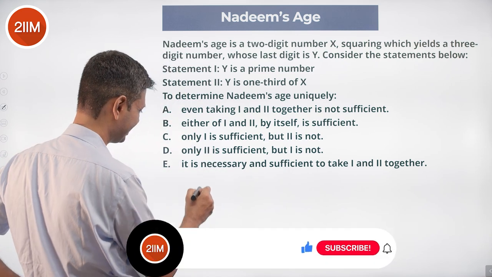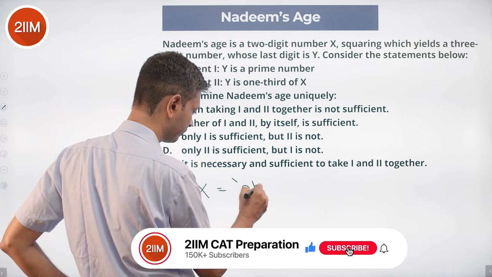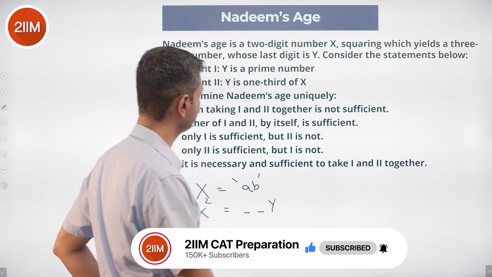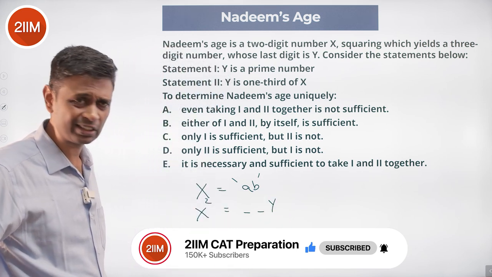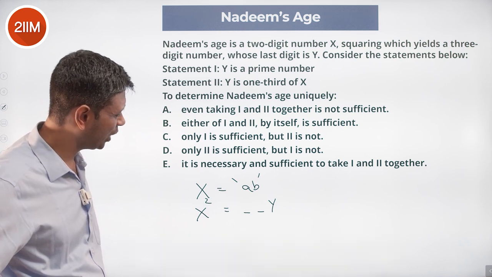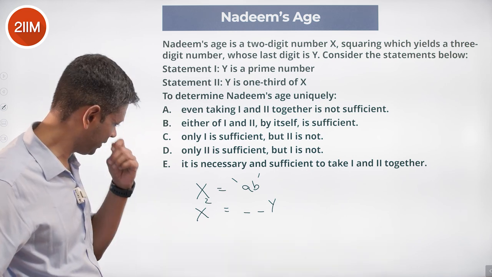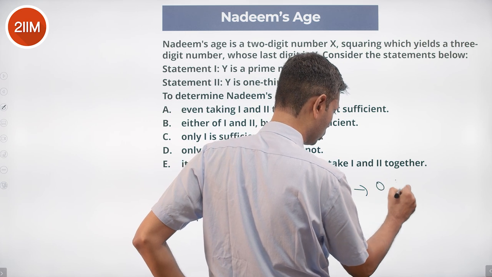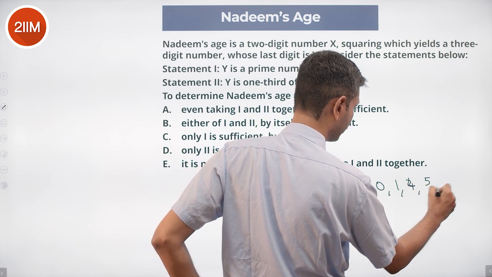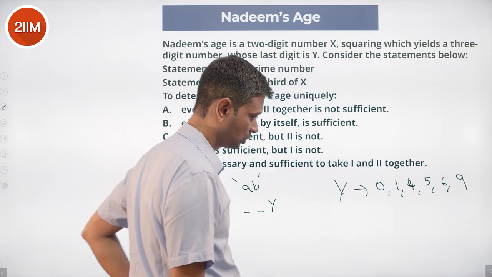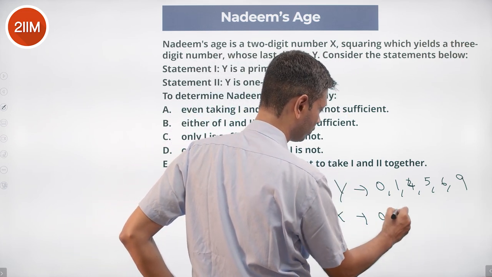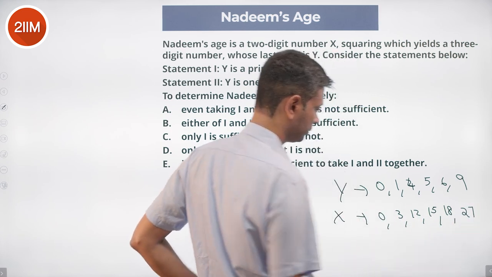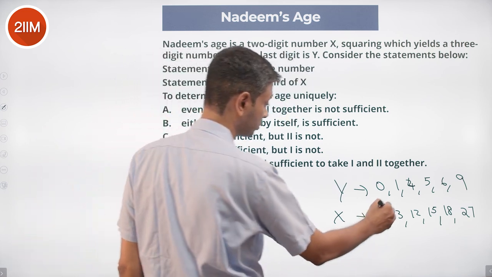Right. Now, X is a 2-digit number AB. X square is a 3-digit number ending in Y. Y is 1/3 of X. Right, so very interesting. Y is 1/3 of X. So we know Y is the ending digit: 4, 5, 6, 9. So X could be 0, 3, 12, 15, 18, 27. X is a two-digit number. These two are out.